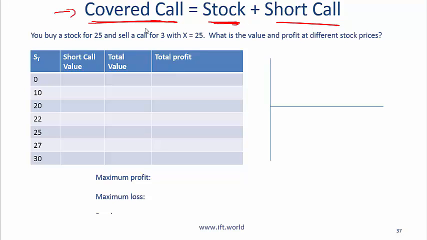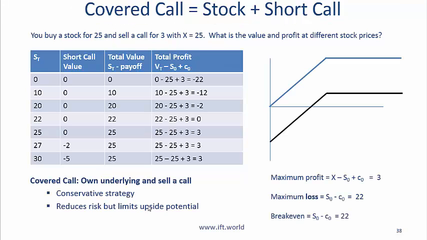Then for a covered call, let's now look at the payoff and the profit. And if you are listening to this video, then I want you to pause and fill this out. Say that you buy a stock for 25, that's your investment in the stock, and you sell a call for 3, which means you receive $3. And on this call option, the underlying is that same stock. The strike price is 25. Fill out this table, which asks you for the short call value, the total value, total profit, then draw the payoff and the profit, and then show the maximum profit, maximum loss, and break even.